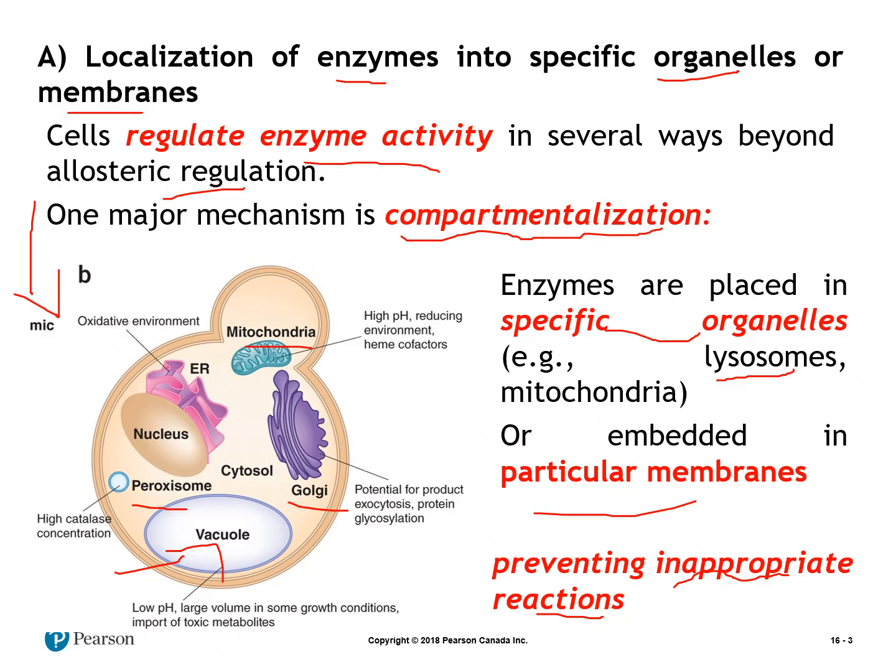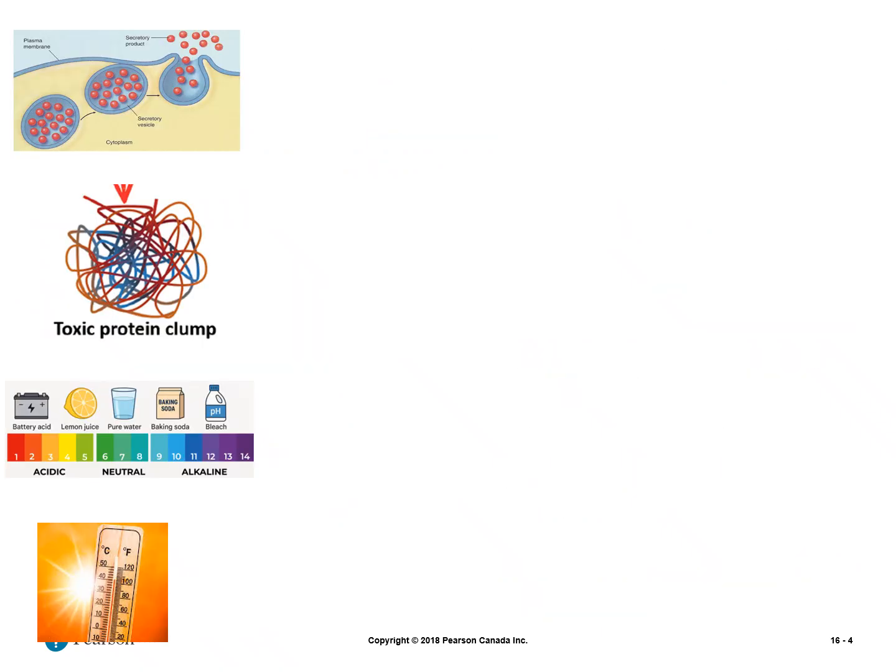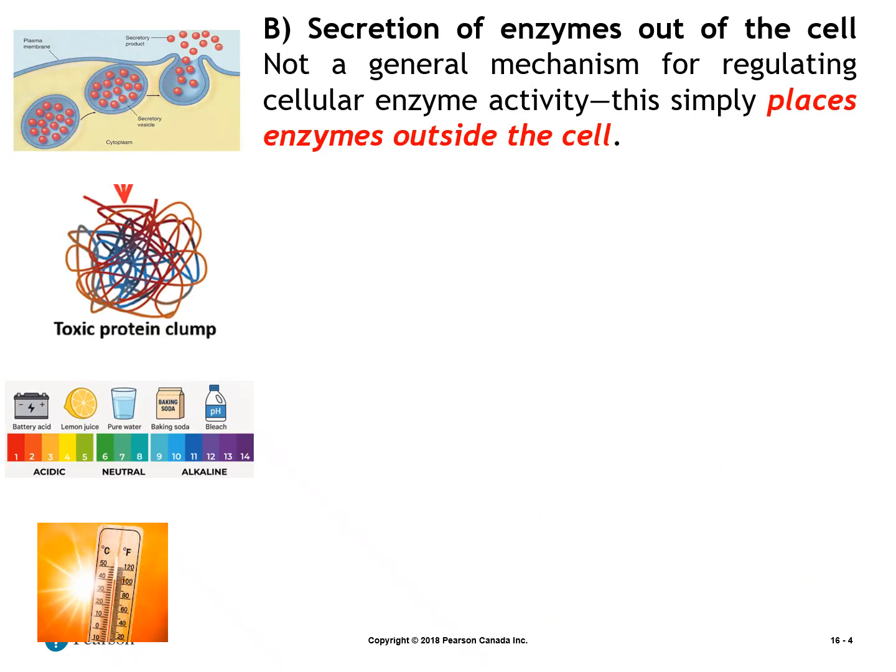So this is the best way to regulate enzyme activity for the cell: to create compartments. So A is the best answer, and in the following I'm going to show you why the other ones don't work or are not doing that reliably. Okay, so why is B not correct? Let's read B together.